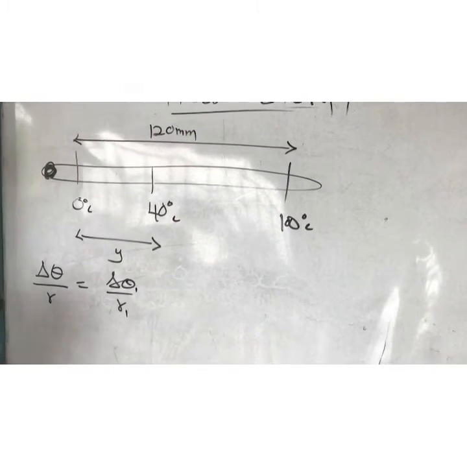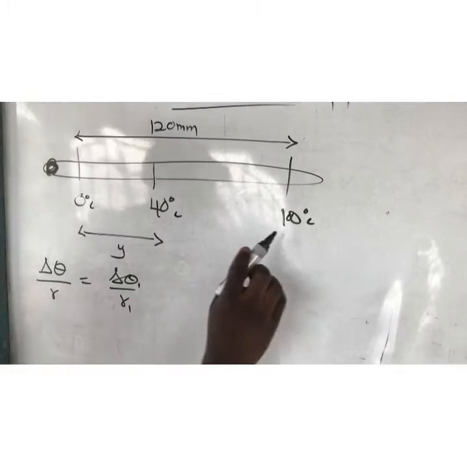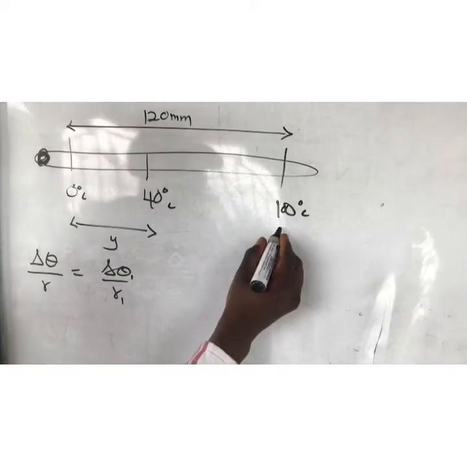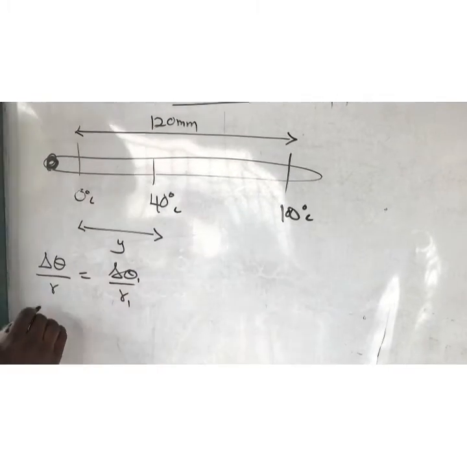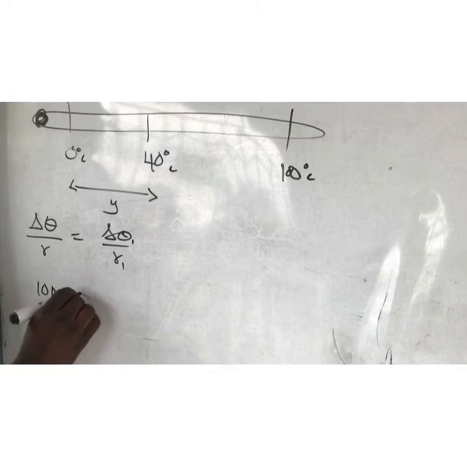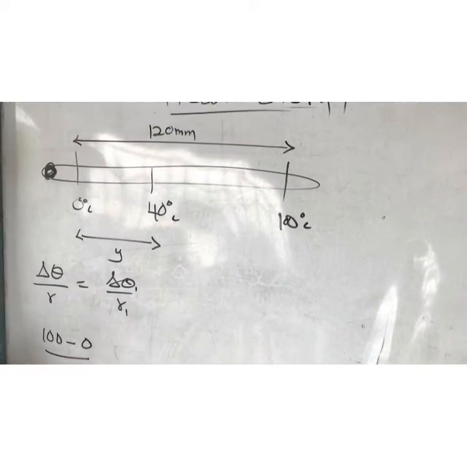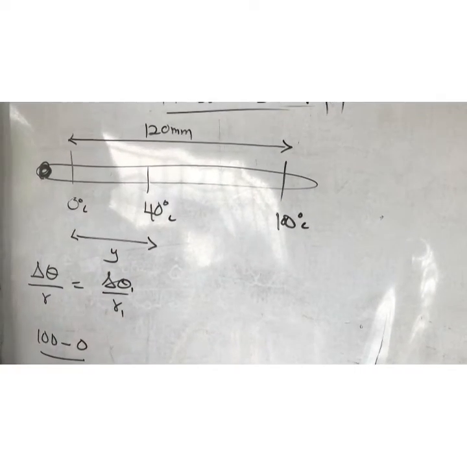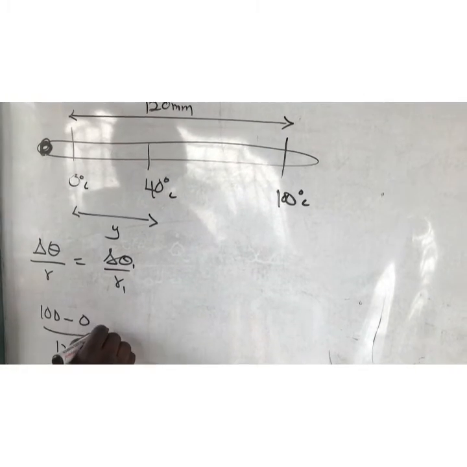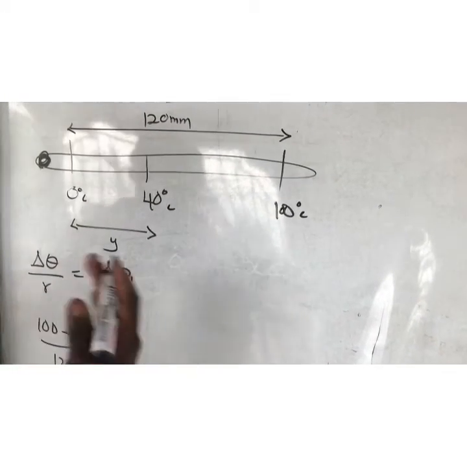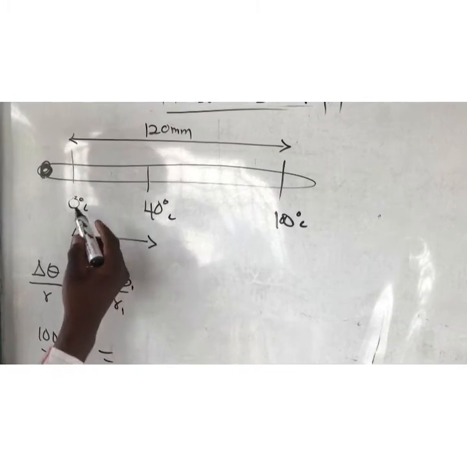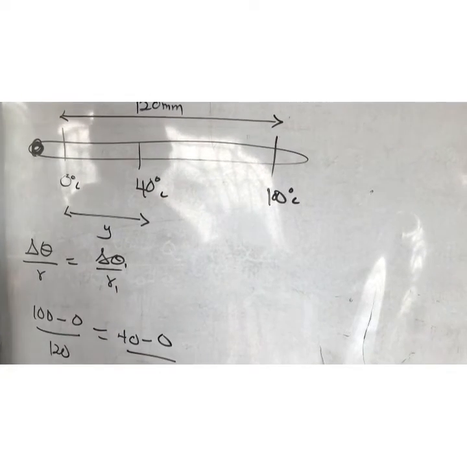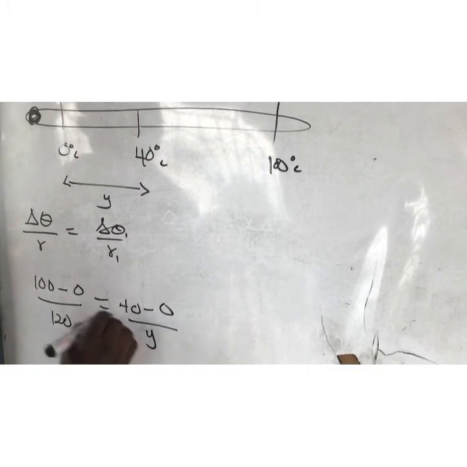So let's say temperature difference, we are taking 100 degrees Celsius minus 0 degrees Celsius. So it means the temperature difference between the first points. So we have 100 minus 0 divided by the distance of separation, meaning from this side to this side, which is 120 millimeters, is equal to constant, the second temperature difference, which is from the 40 to the 0 degrees Celsius. So 40 minus 0 divided by the distance of separation, which is y, we don't know.